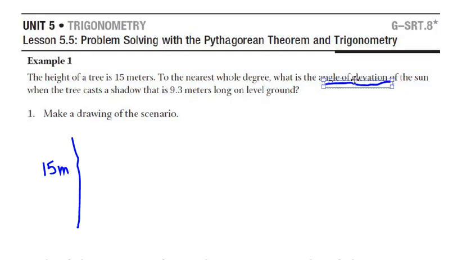All right, so that is one of the two terms that we're going to be talking about today, the angle of elevation. And the angle of elevation, we'll see in this image, is also congruent to the angle that we're going to be talking about later, which is called the angle of depression. But the angle of elevation and the angle of depression, again, are congruent angles here. So it wants to know what is the angle of elevation of the sun when the tree casts a shadow that is 9.3 meters long on the level ground.